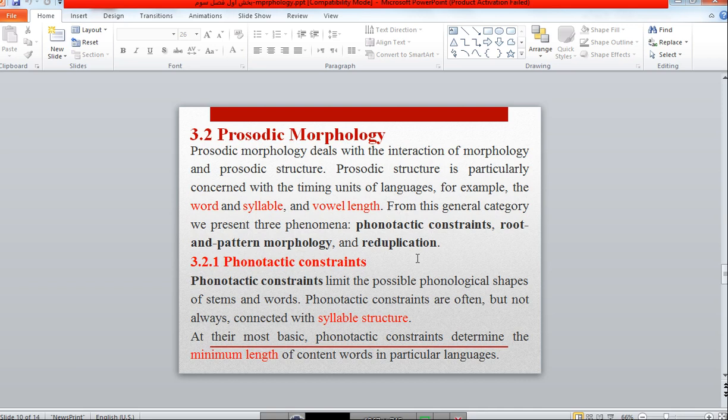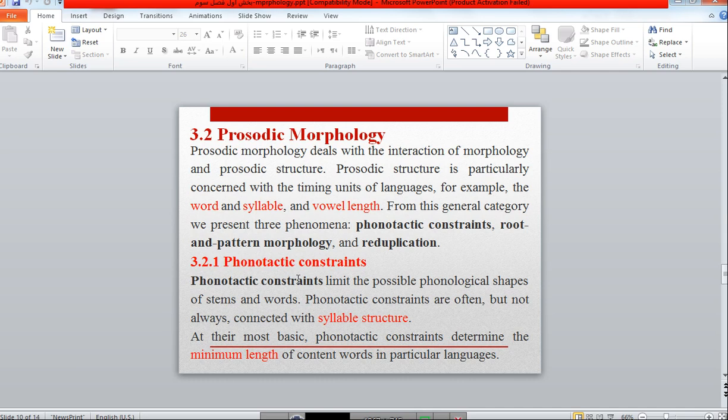The first one which I want to talk about is phonotactic constraints. What are phonotactic constraints? Phonotactic constraints limit the possible phonological shapes of stems and words. Phonotactic constraints are often, but not always, connected with syllable structure. At their most basic, phonotactic constraints determine the minimum length of content words in particular languages.